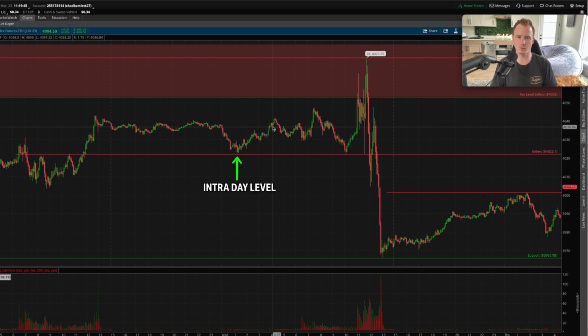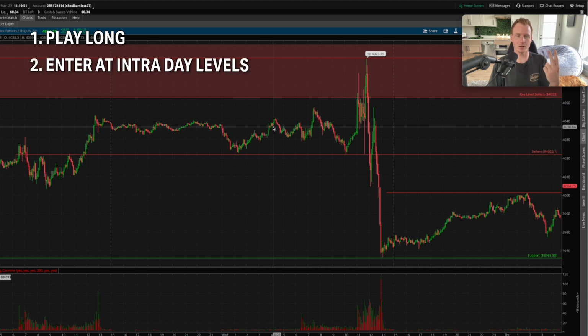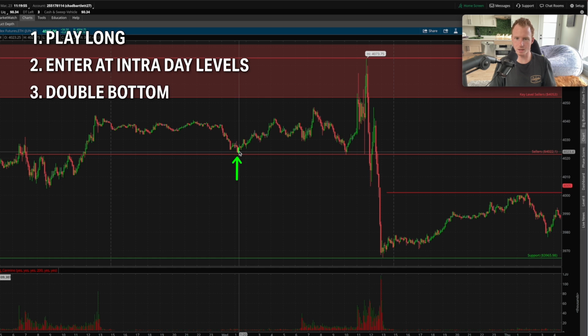So I had this on my watch list that I was watching. So basically now I know I'm only going to play long and I'm only going to enter at intraday levels. The next thing I'm looking for is that double bottom. As we can see, we eventually got it. And what do you know?